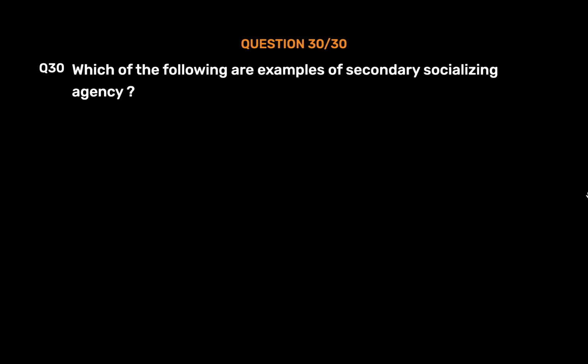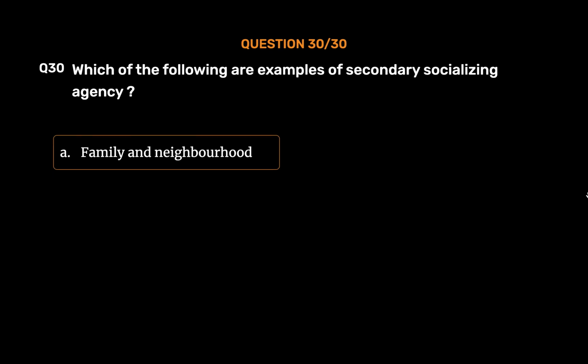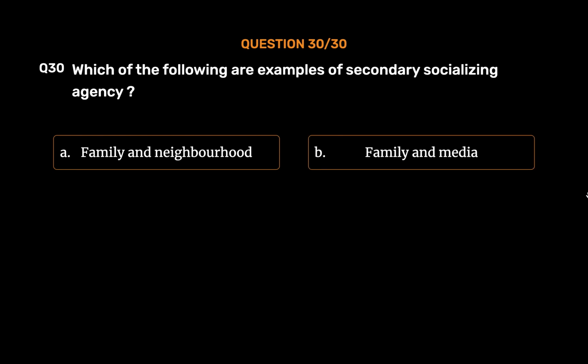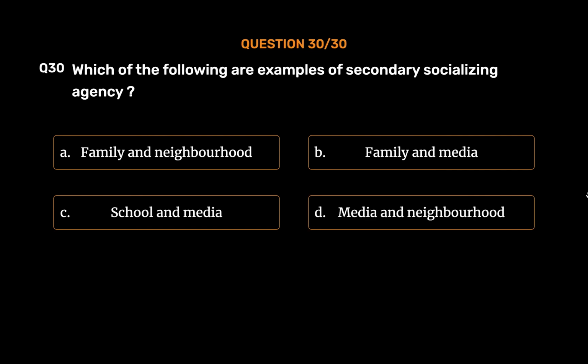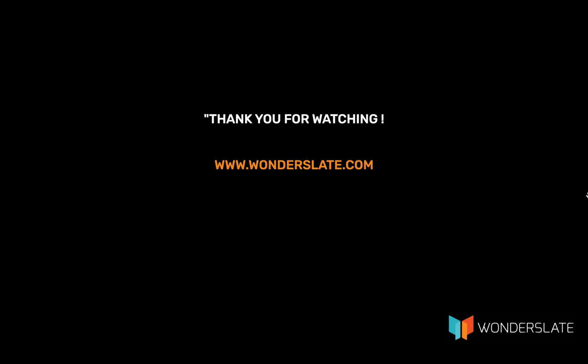Question number 30. Which of the following are examples of secondary socializing agency? Option A. Family and neighborhood. Option B. Family and media. Option C. School and media. Option D. Media and neighborhood. The correct answer is Option C. School and media.